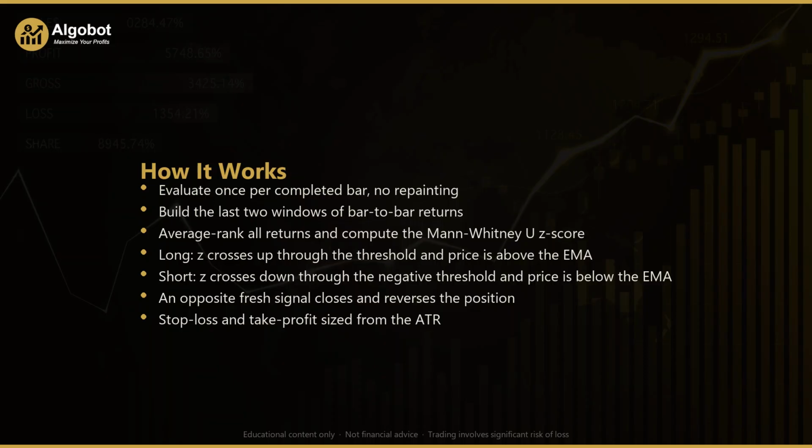Finally, risk. Every position is protected by a stop loss and a take profit derived from the average true range, using a look-back that defaults to 14. The stop is placed a set number of ATRs from entry, defaulting to 2, and the take profit a larger number of ATRs away, defaulting to 3. That gives a reward-to-risk ratio of 3 to 2, and both levels are attached at the moment the order is sent. Trading always involves risk, and losing trades will occur.